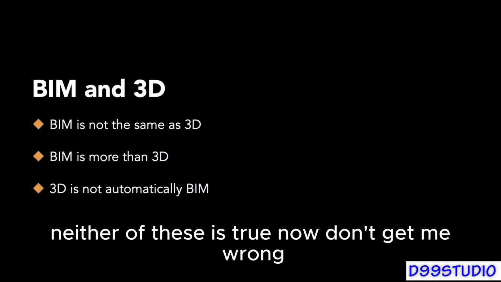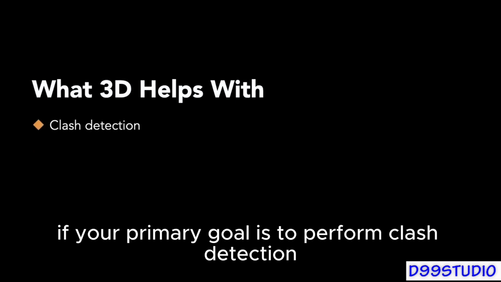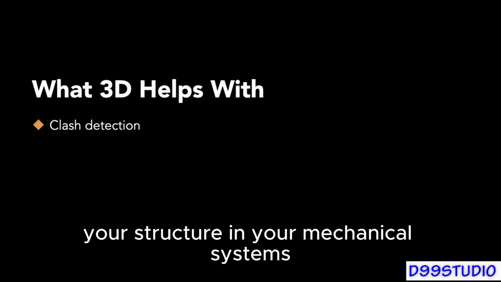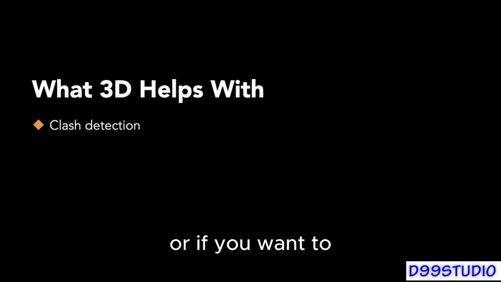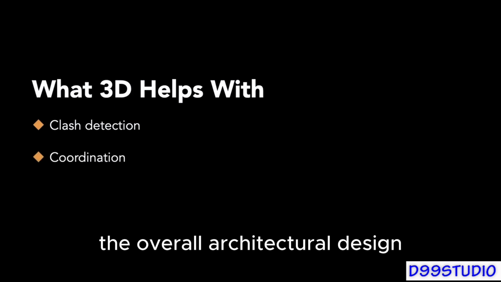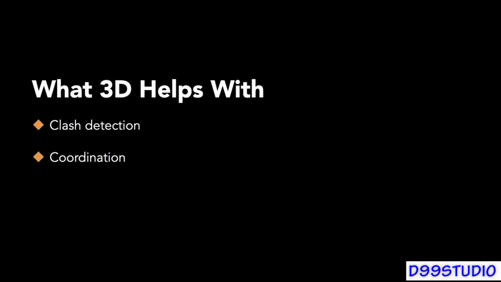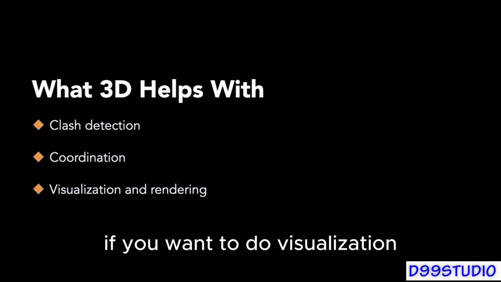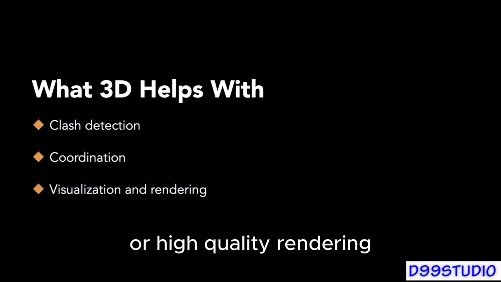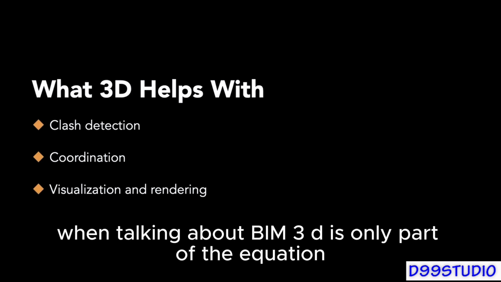Now, don't get me wrong. 3D is very important and useful. If your primary goal is to perform clash detection between, say, your structure and your mechanical systems, or if you want to ensure that your stair tower fits into the overall architectural design, then 3D can certainly be very handy for that. If you want to do visualization or high quality rendering, then 3D is going to be pretty important. However, when talking about BIM, 3D is only part of the equation.